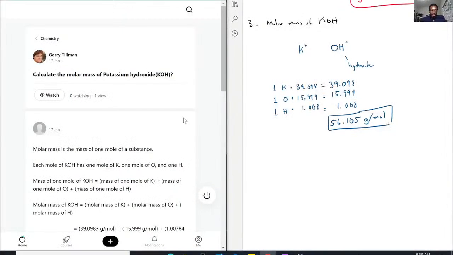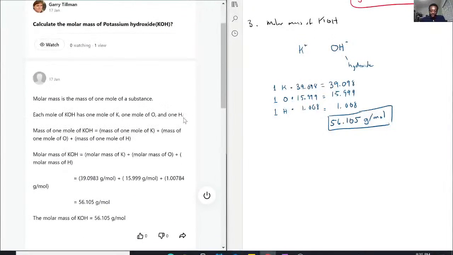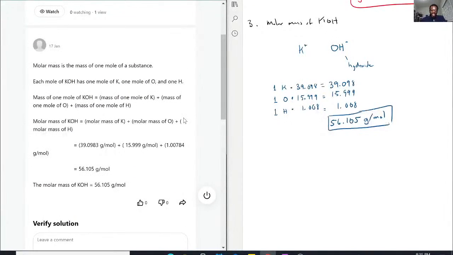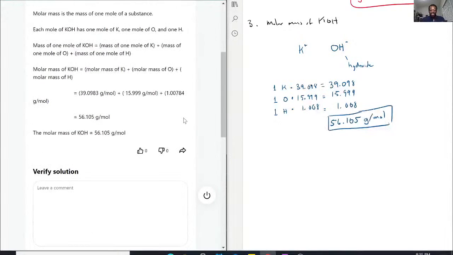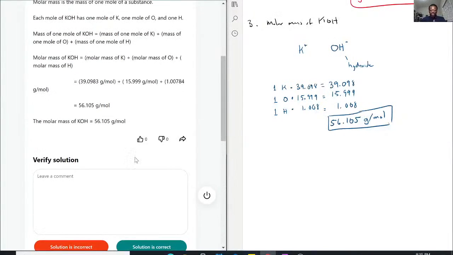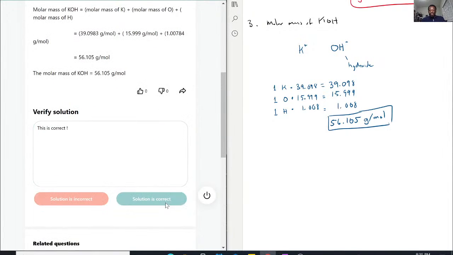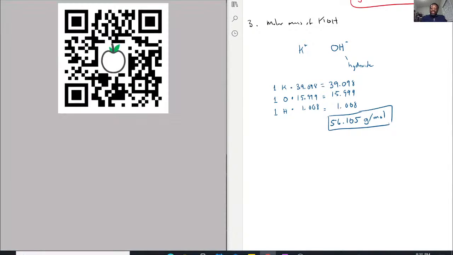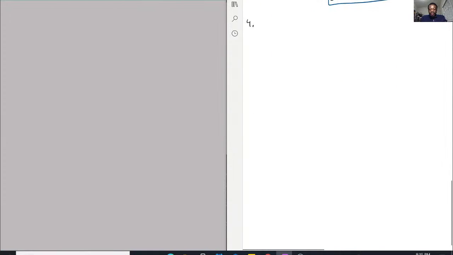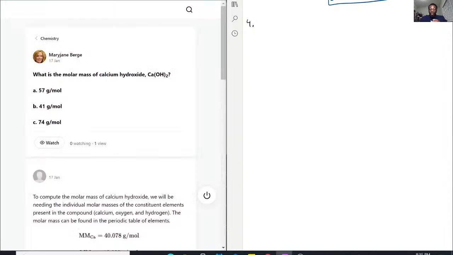Okay, let's see how we did now. So with that being said, thankfully we got the exact same answer as our colleague because they just added the constituents. And this would be how you find the molar mass of potassium hydroxide. So now for question number 4, we have, what is the molar mass of calcium hydroxide?